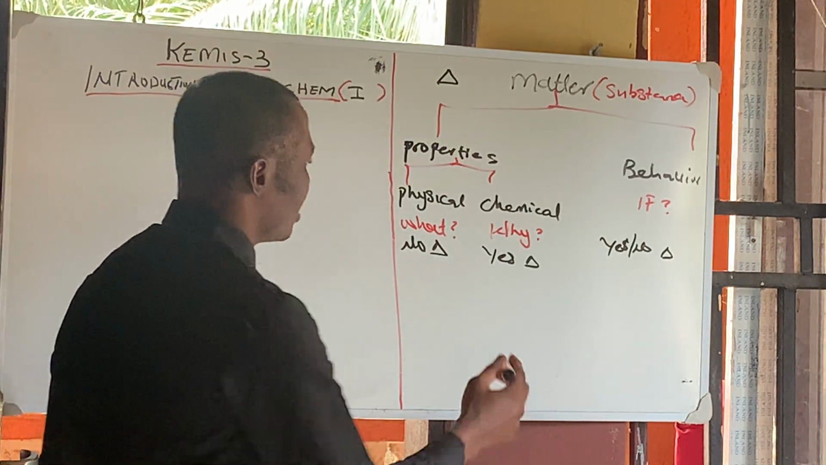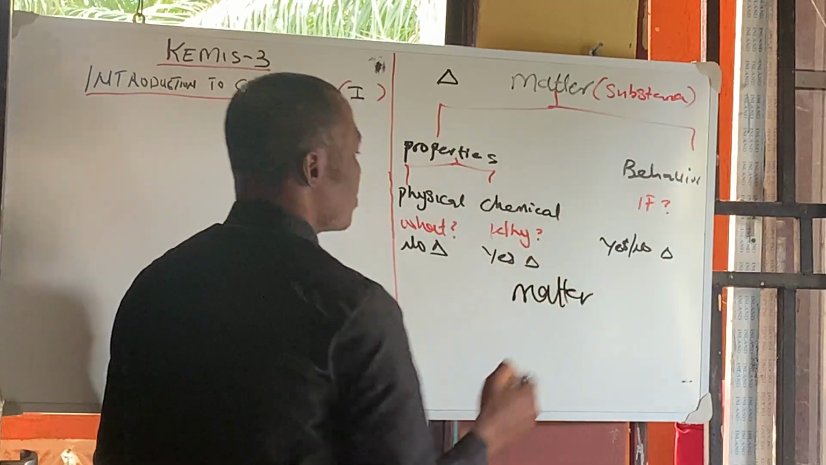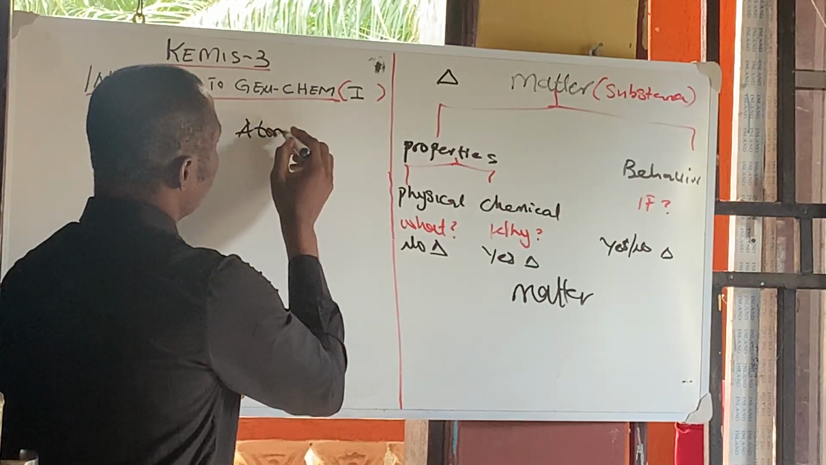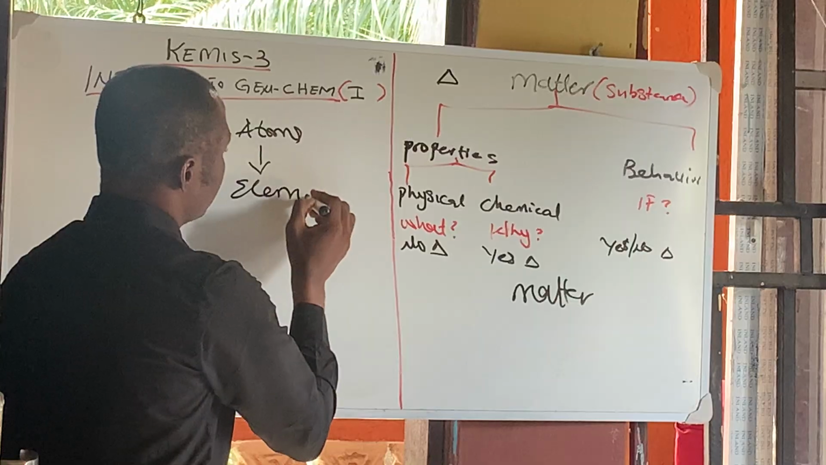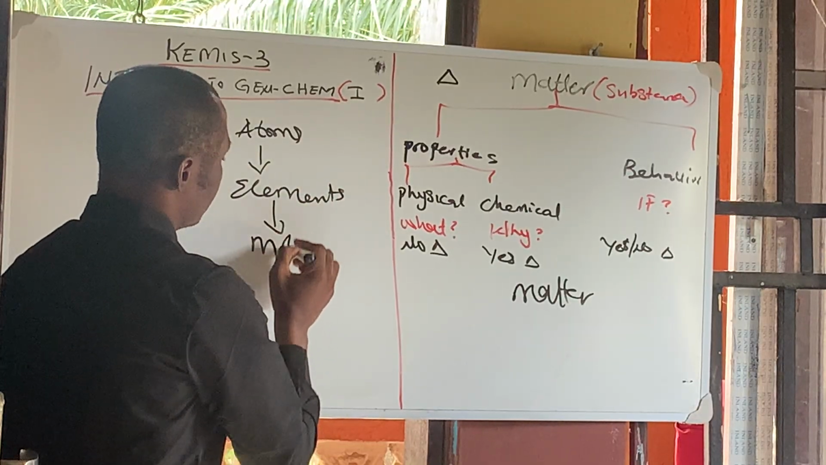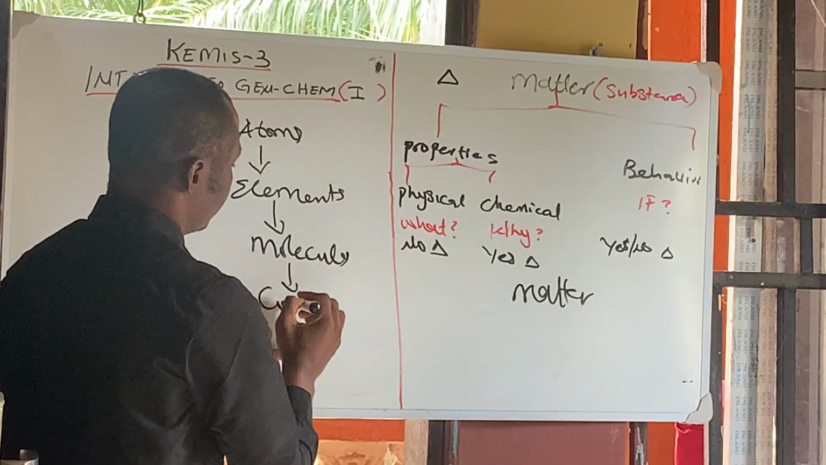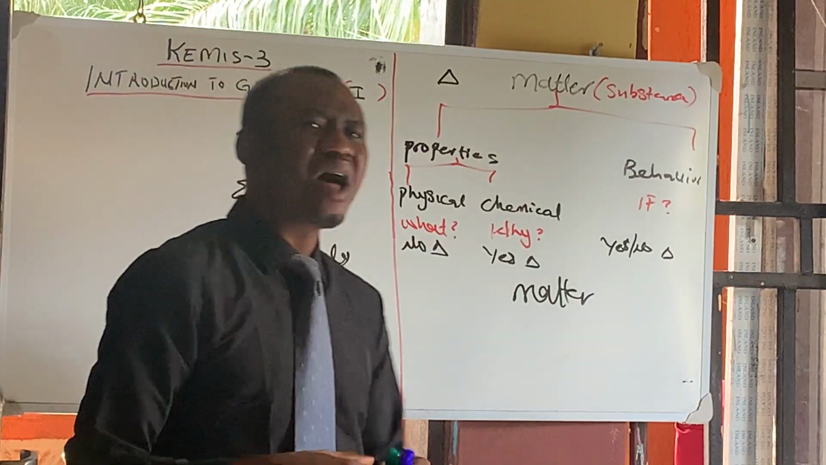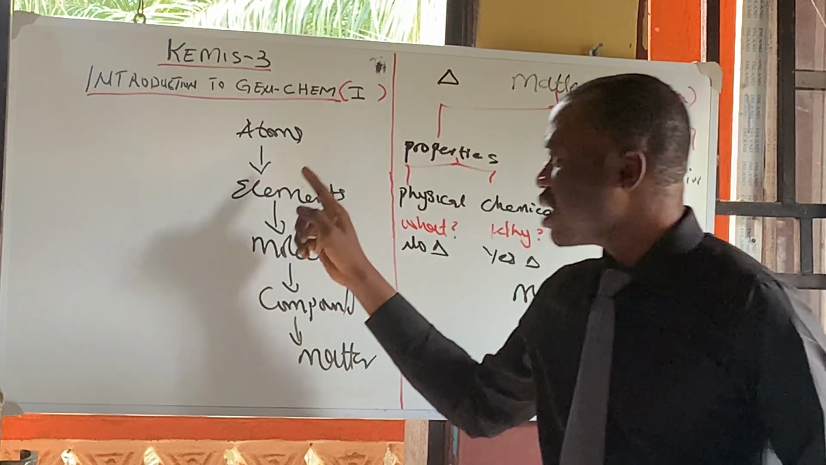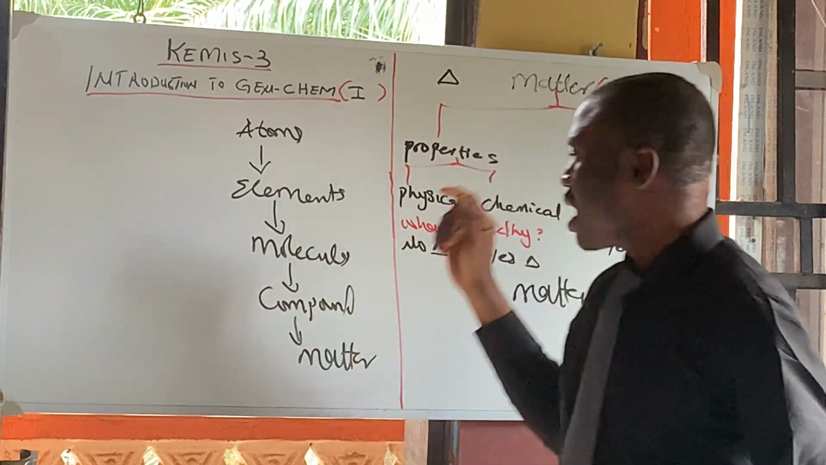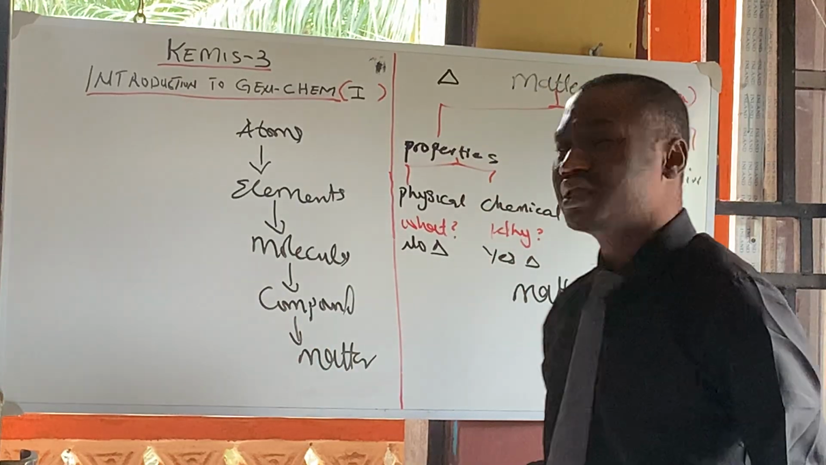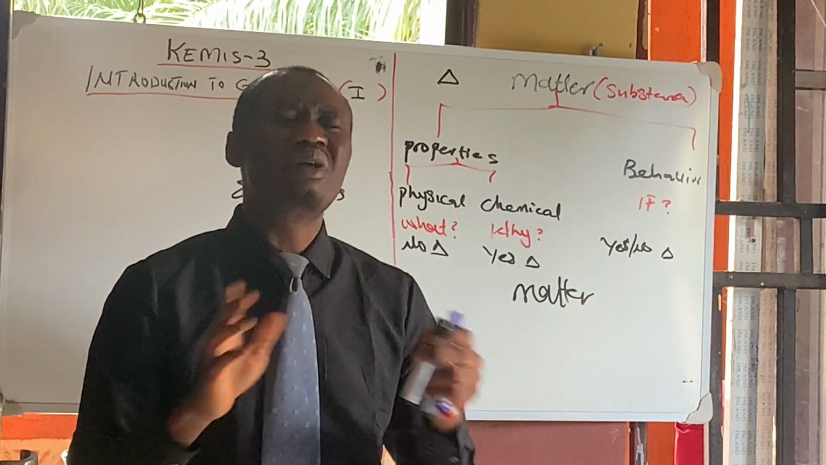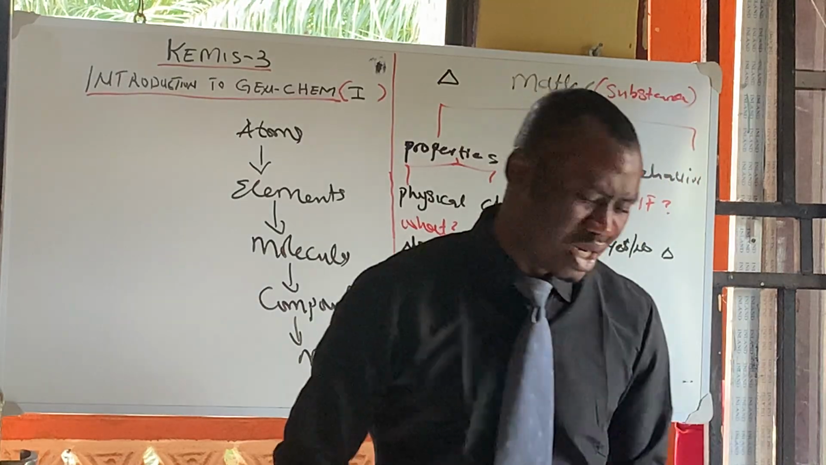Now, we want to talk about matter in its entirety. So, matter is composed of different components. We have the atoms, we have the elements, we have the molecules, we have the compound, and we have the matter. Of course, we have the matter. Now, if you have this understanding that matter has atoms, elements, molecules, compound, we're not going to give you chemistry gibberish. We're going to make the concept as easy as possible by giving you the meaning of all of those on the board.